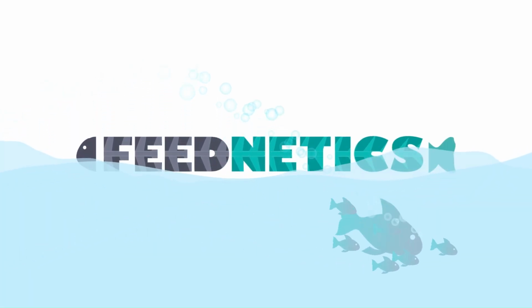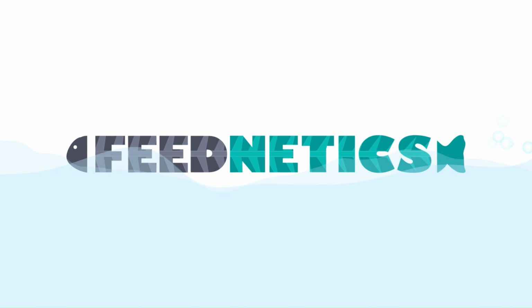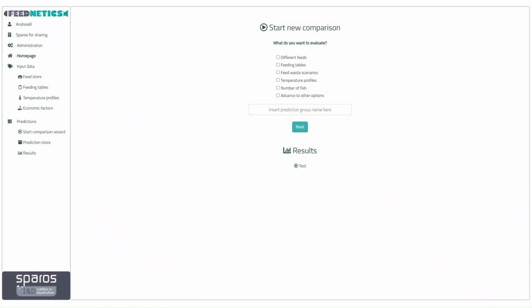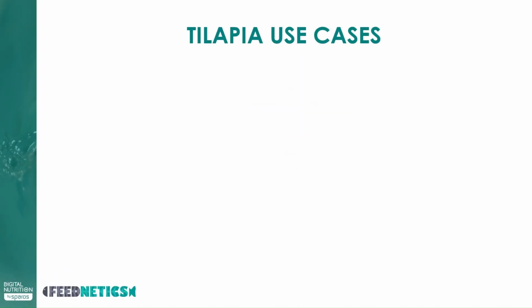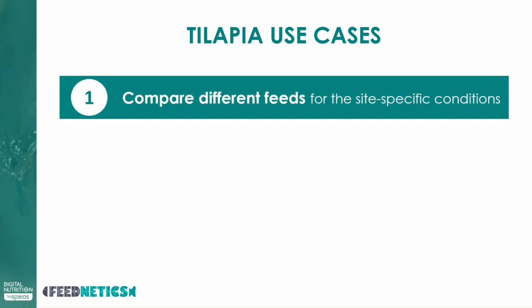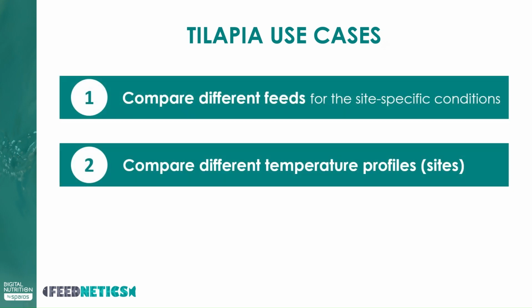Welcome to FEEDNETICS, a decision support tool designed to simulate and compare multiple production scenarios in a virtual environment. Today, let's look at two practical examples: compare different feeds and compare temperature profiles. Starting with the first example.